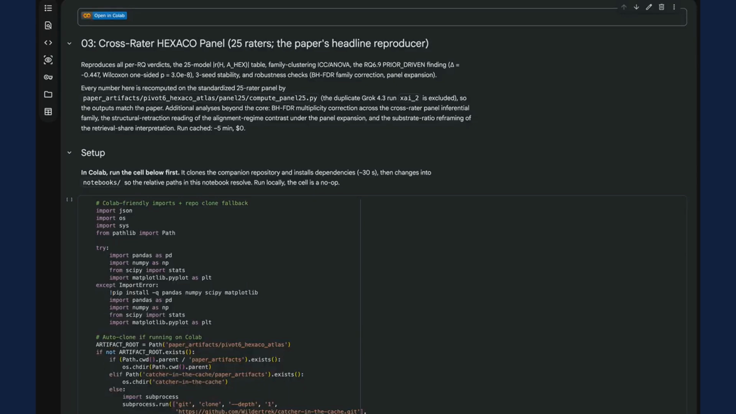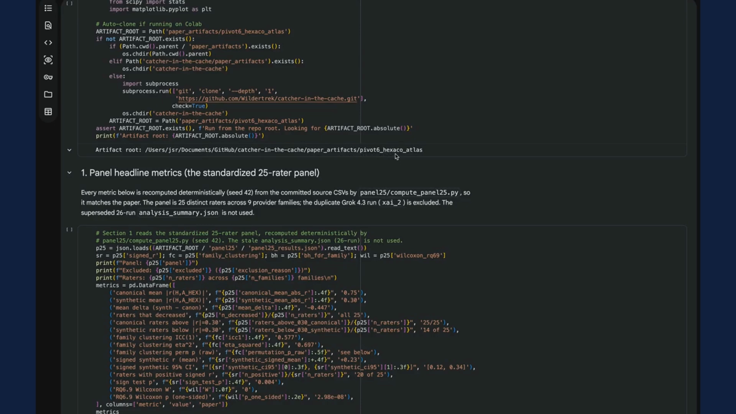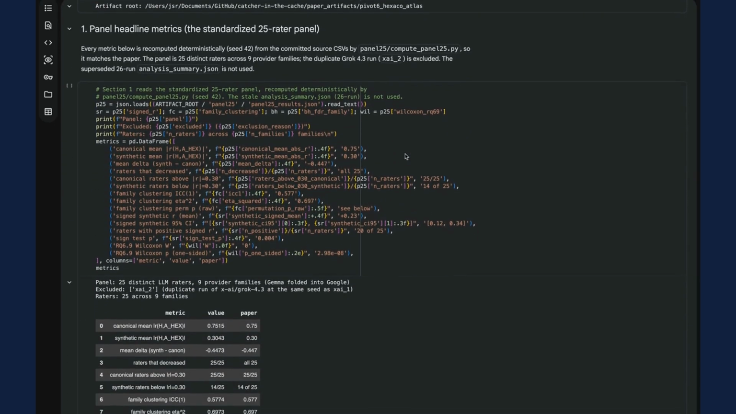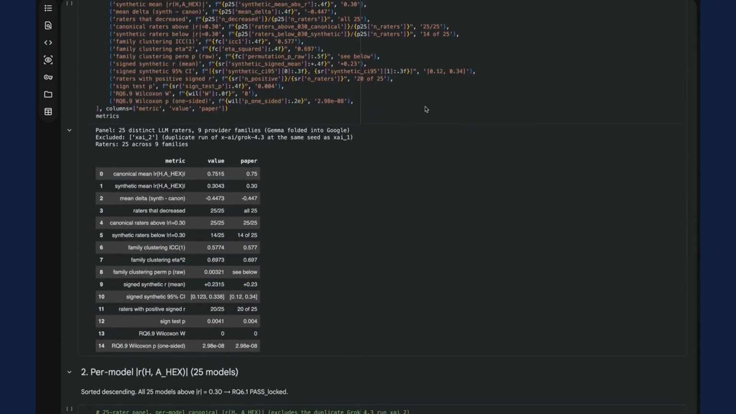Notebook 3 is the paper's headline reproducer. The 25-rater HEXACO panel run at $0 from cached artifacts. Section 1 is the headline. The canonical mean absolute R between honesty-humility and HEXACO agreeableness is 0.75, falling to 0.30 on the synthetic characters, a mean drop of 0.447, with every one of the 25 raters decreasing.